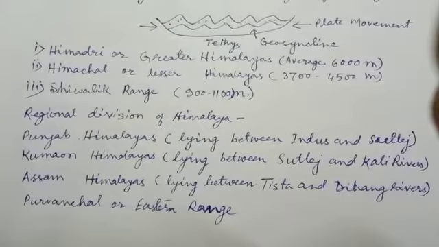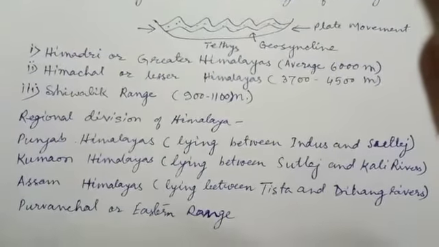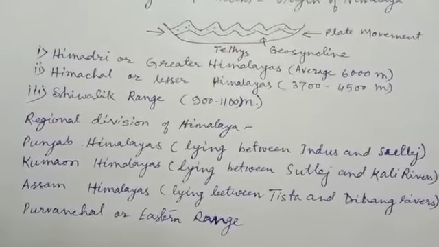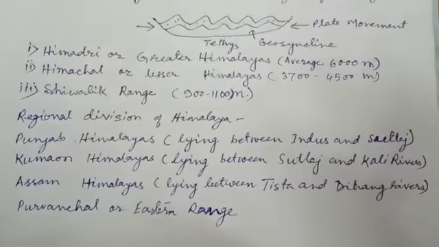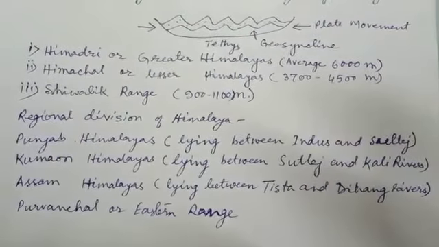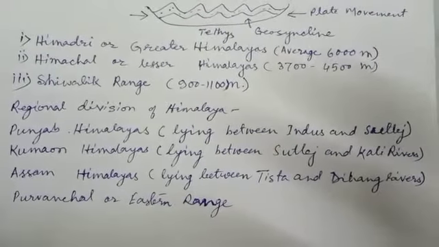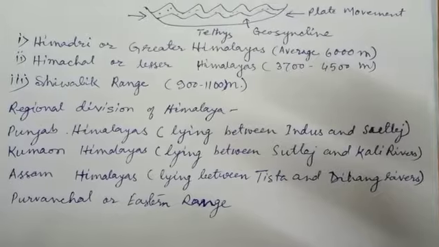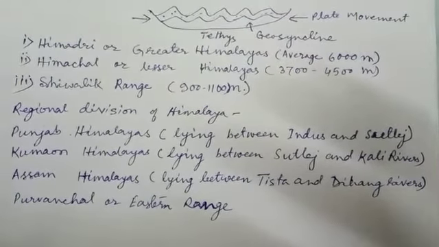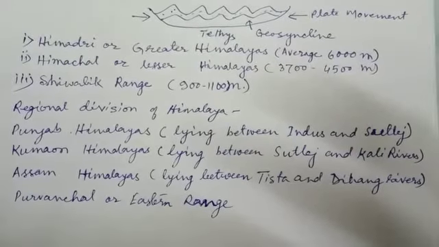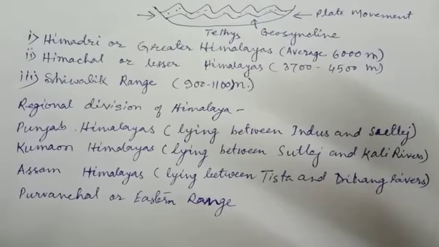Himadri, where we can see the highest peaks like Mount Everest, Kanchenjunga, and Makalu. Kanchenjunga is the highest peak of Himalaya in India, and its height is 8598. The highest peak of Himalaya is Mount Everest, 8848, which is situated in Nepal, and Himalaya is a young fold mountain.